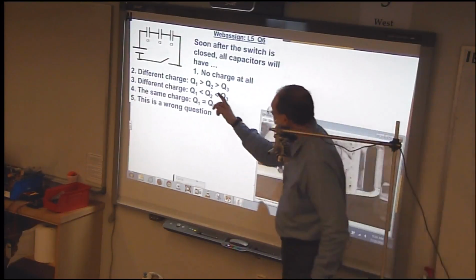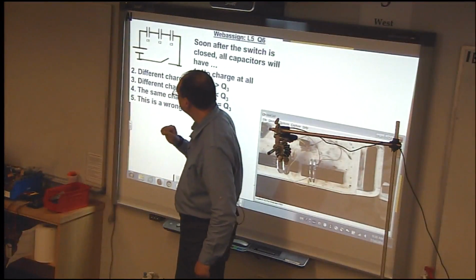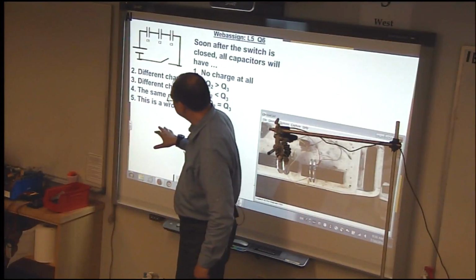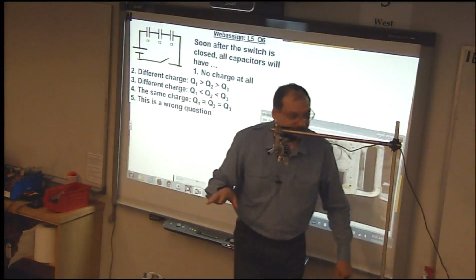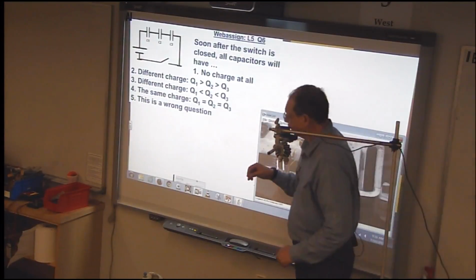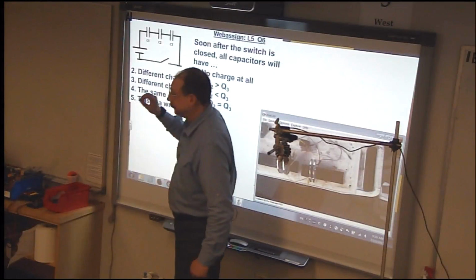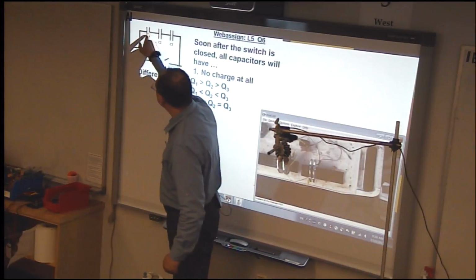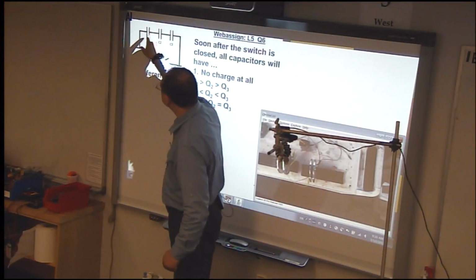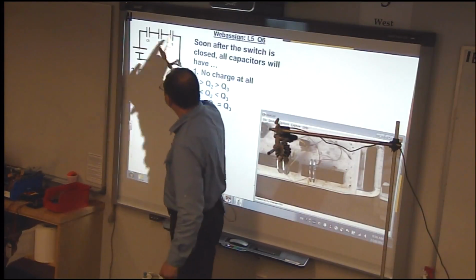This circuit now is complete. It's alive. And in series means that if we had this space between the plates filled up with something conductive, electrons could just run through.